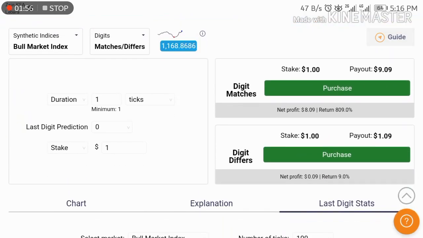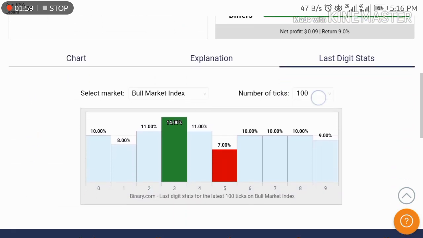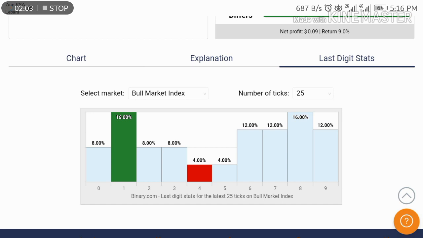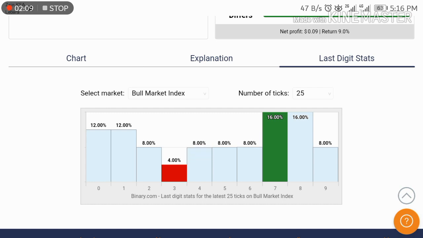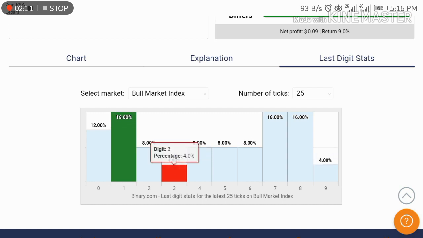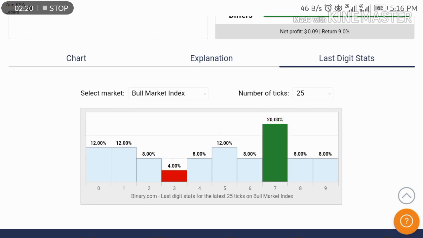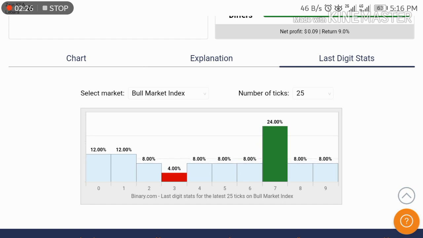If you want to see the signal of the last ticks, kindly switch to 25 ticks. Look here, there is an 8% chance of 0 coming again, and here you see that 3 will not come soon. Here there is a 16% chance to come again, and look, it changes. So we choose one tick because this is a fast method.